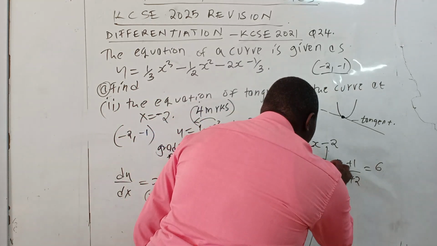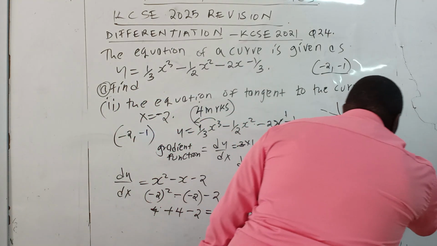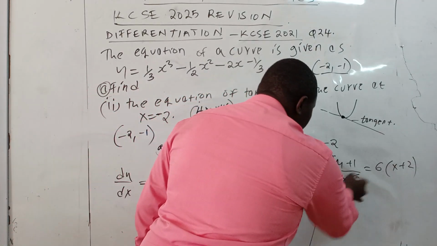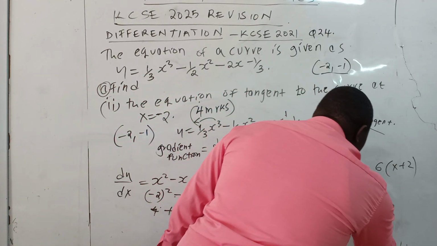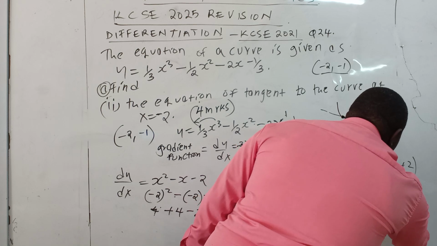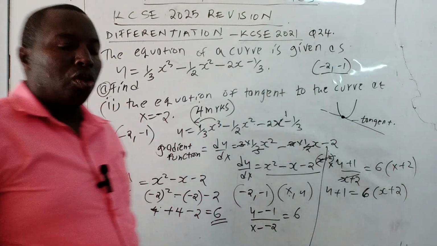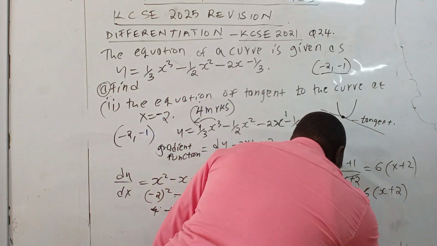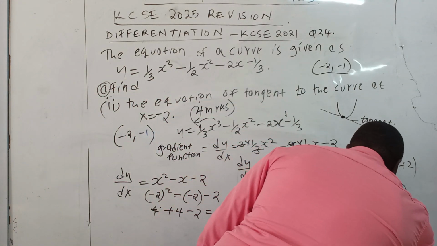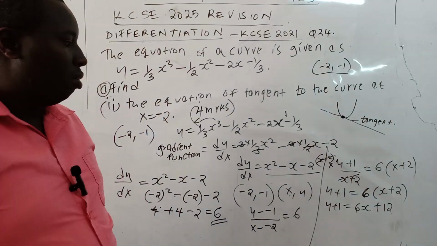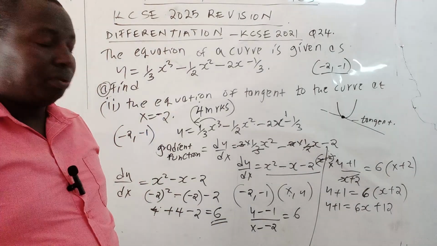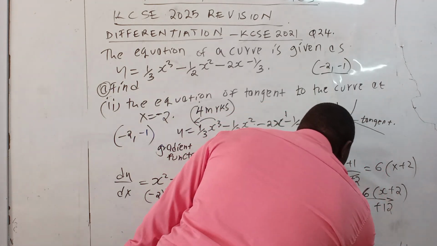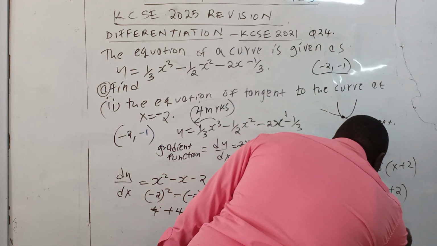So you can multiply both sides by x plus 2. So therefore this x plus 2 cancels, and you are left with y plus 1 is equal to 6(x plus 2). Open that bracket. You get y plus 1 is equal to 6x plus 12. You take this plus 1 to the right, and you get y equals 6x plus 12 minus 1.